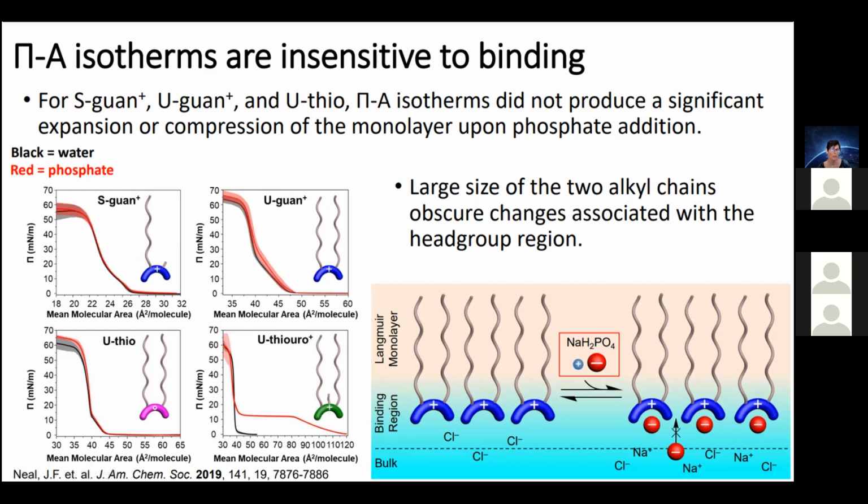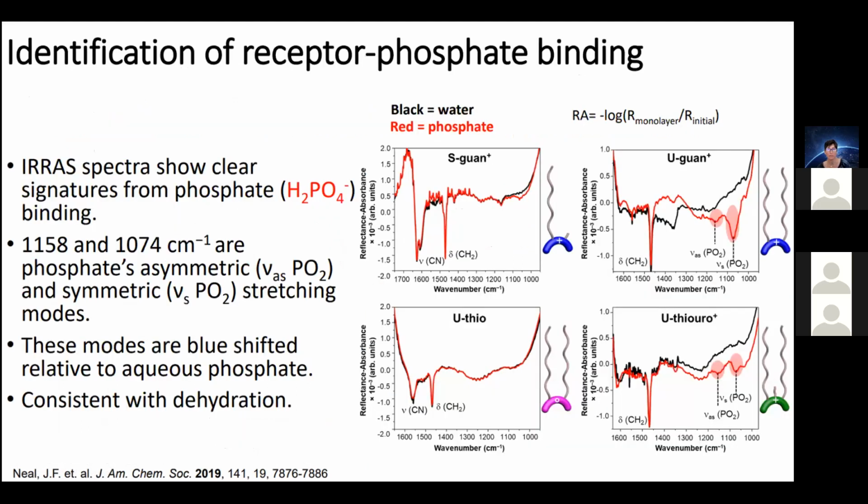Okay, story's not over because we need to look at the spectroscopy to know whether or not this is really valid. Well, in the spectroscopy, let me just cut to the chase. The S-guan and the euthioureonium, no change. The U-guan does have a change, even though it showed relatively little change. It was still within the error of the isotherm. It shows significant phosphate binding.